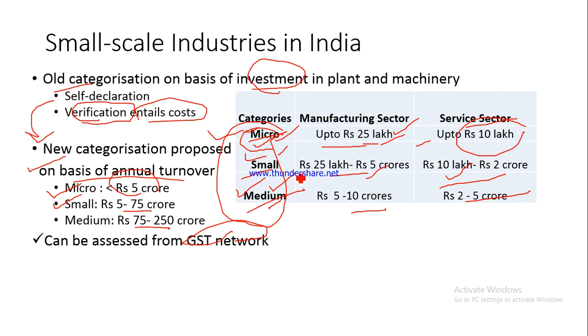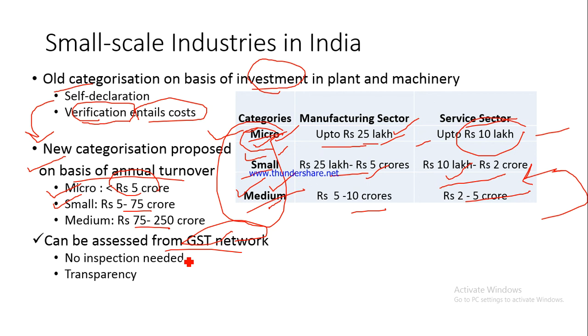Fine. Now since we can cross-check the turnover from the GST network, there is no risk of the owner of the enterprise wrongly stating the facts, actually being a small scale enterprise and telling that it is a micro enterprise, or actually being medium scale and telling that it is a small scale enterprise, because we can cross-check it from the GST network. No inspection is required. Fine. And absolute transparency is there.